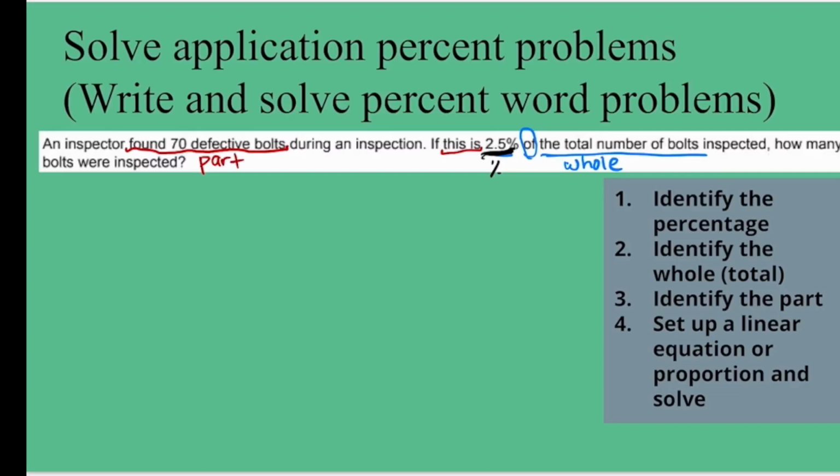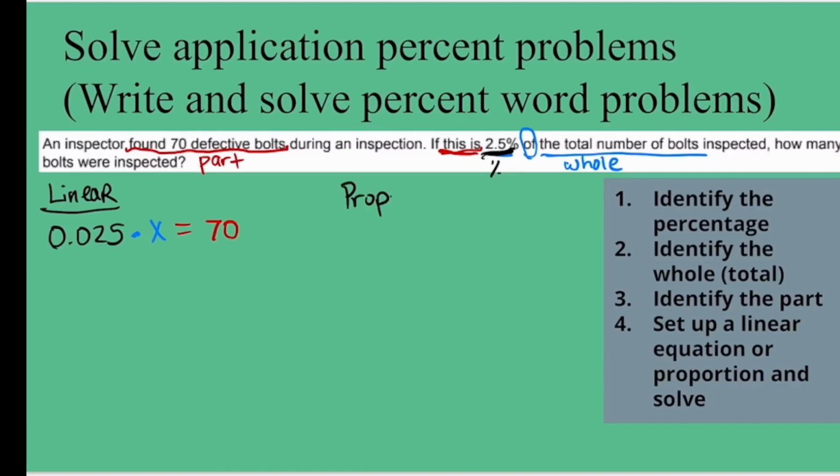So now we can set this up. If I set it up as a linear equation, I would write that percent as a decimal. So 2.5 divided by 100 is 0.025. I would multiply that by the whole number, which I don't know what it is. This is 2.5% of the total. So that's going to be my x. And that is 70. And that's how I would set that up.